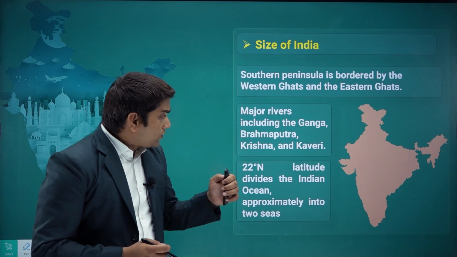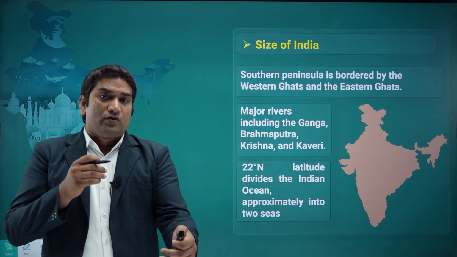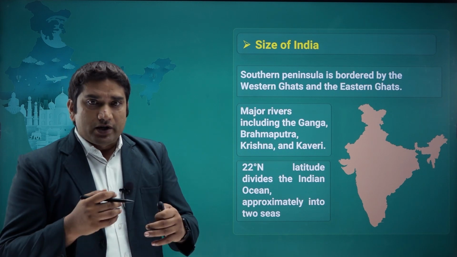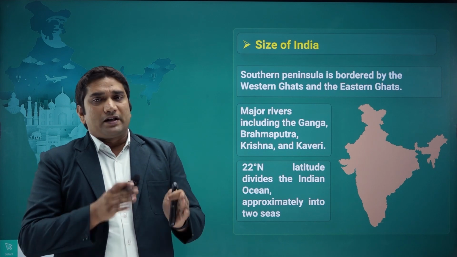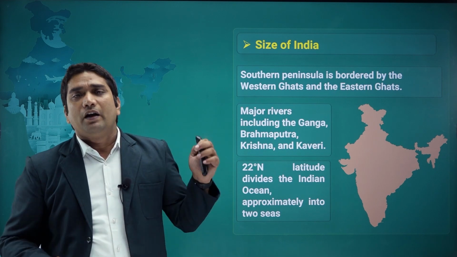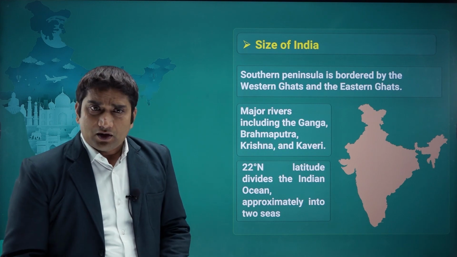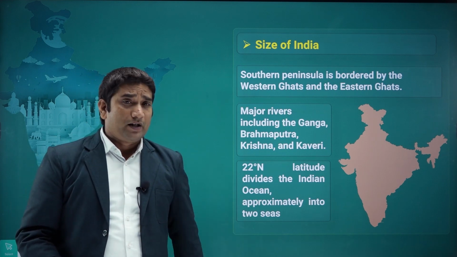Now see, 22° north latitude divides the Indian Ocean approximately into two seas. So 22° north plays a very important role, because it divides our country approximately into two seas, that is the Arabian Sea and the Bay of Bengal. So 22° north latitude is also playing a very important role.